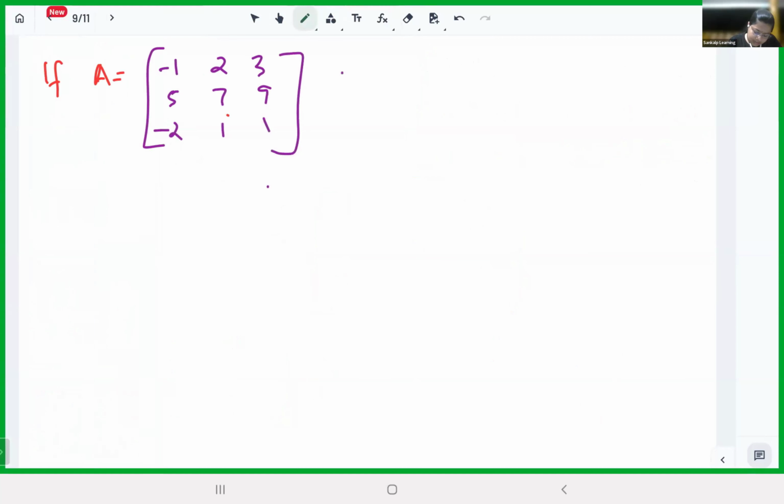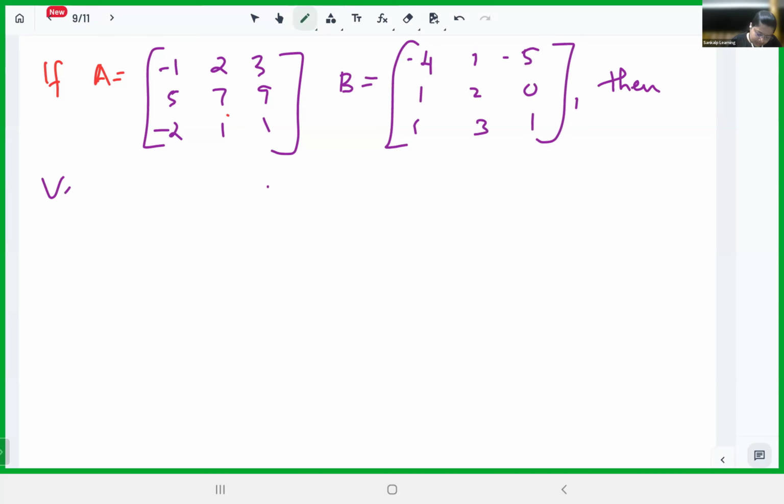Now we are moving on to the fifth question. That is, if matrix A is equal to minus 1, 2, 3, 5, 7, 9, minus 2, 1, 1, then B is equal to minus 4, 1, minus 5, 1, 2, 0, 1, 3, 1. Okay. Then you have to verify that.